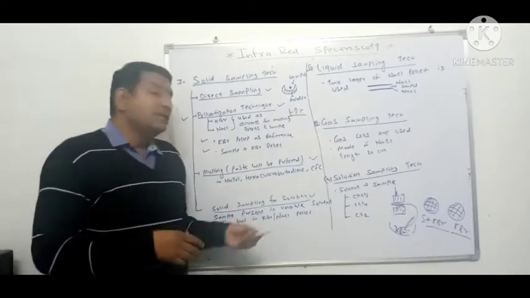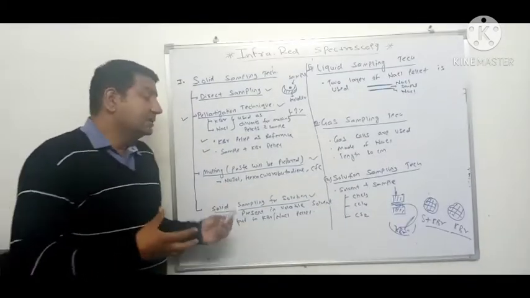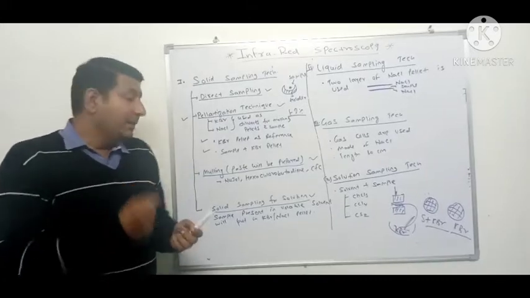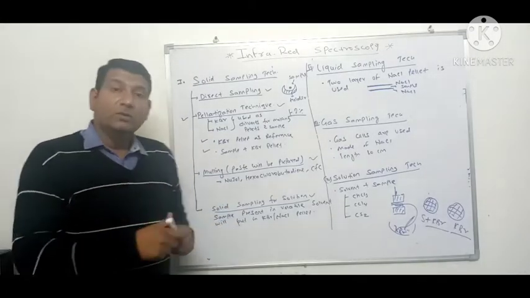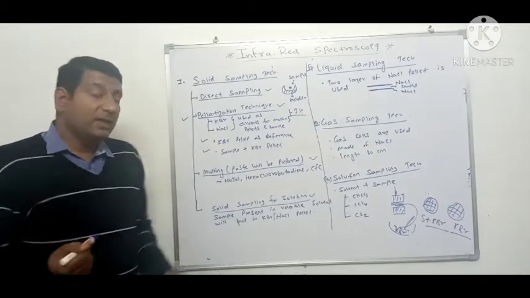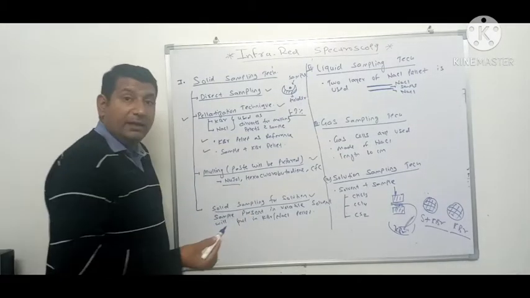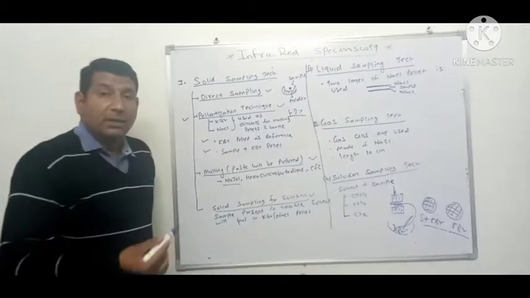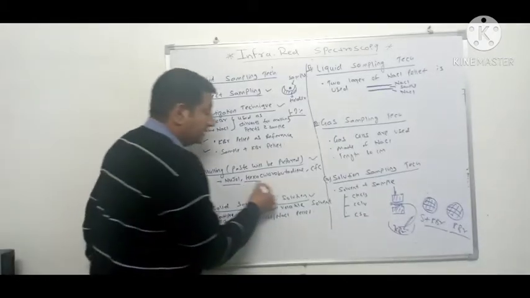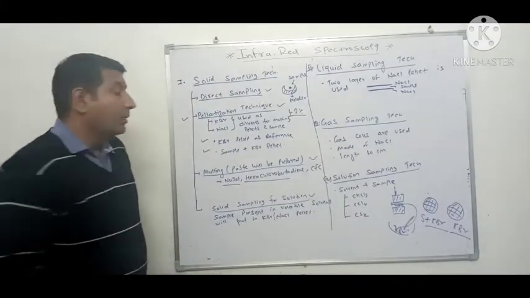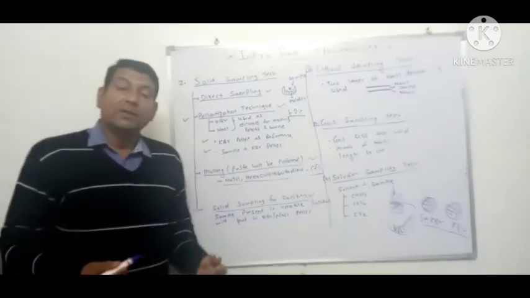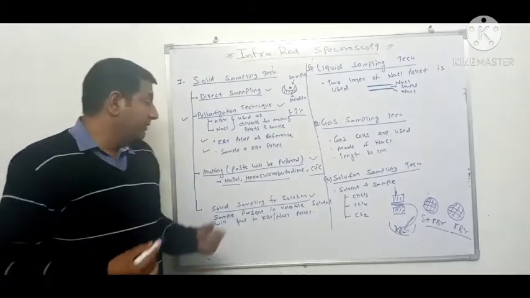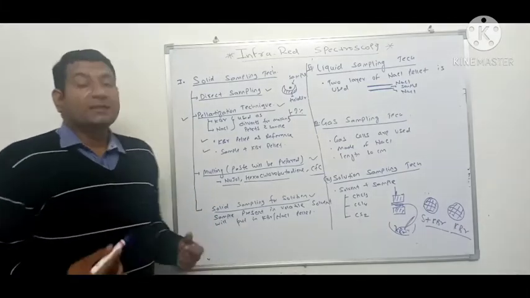Mull means making paste. So in this technique we will form a paste of the compound in a pestle and mortar. We can use substances like oils, like Nujol oil, which is very commonly used. It is a paraffin oil. Hexachlorobutadiene or chlorofluorocarbon can also be used as a mulling agent. So the question asked is, what are the various mulling agents used in IR spectroscopy.